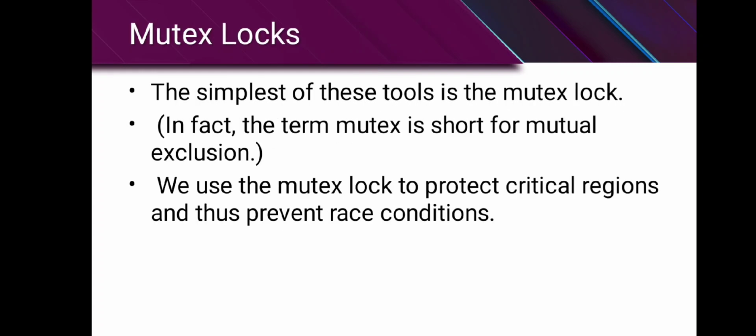Mutex locks. The simplest of these tools is the mutex lock. In fact, the term mutex is short for mutual exclusion. We use the mutex lock to protect critical regions and thus prevent race conditions. A mutex lock is like a key that ensures only one worker can access and modify shared information at a time. It prevents race conditions by creating a controlled environment, allowing each worker to take turns securely updating critical sections of code without interference from others.